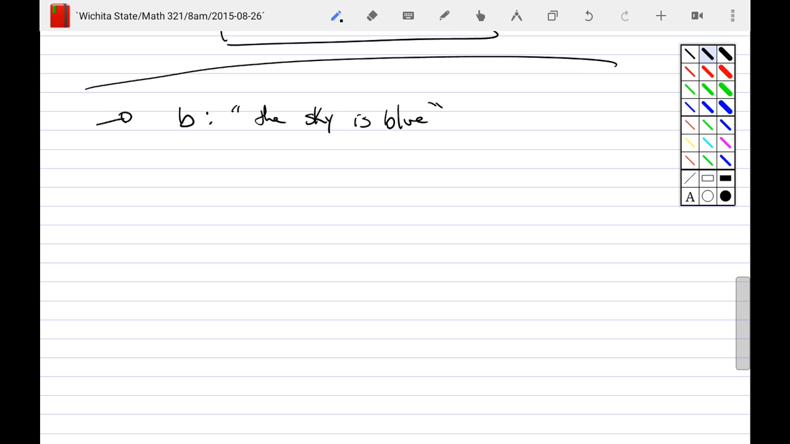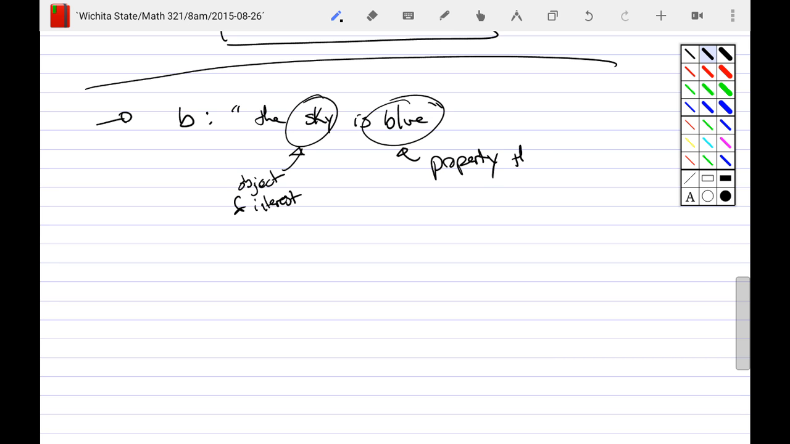Right? If I look at this, we have two things occurring here. We have the sky and we have is blue. The sky itself is acting as an object of interest, and is blue is actually a property. The object of interest is basically who you're talking about, and it has or does not have the property, right?